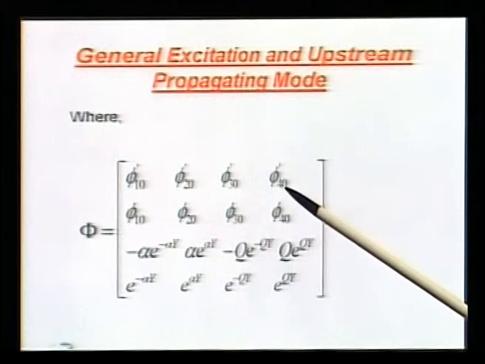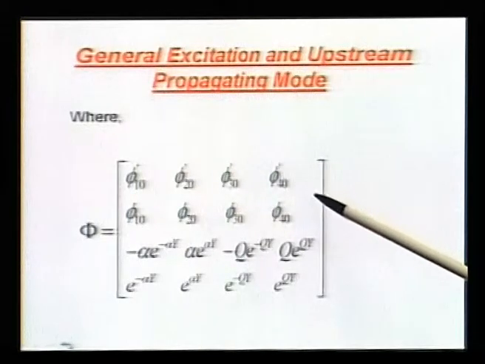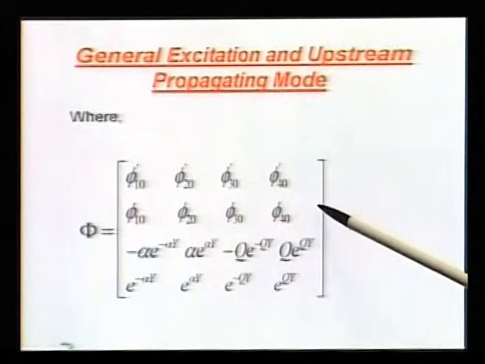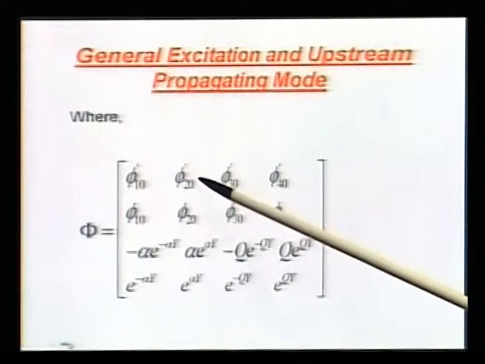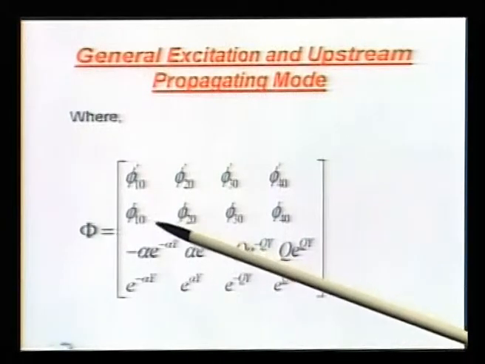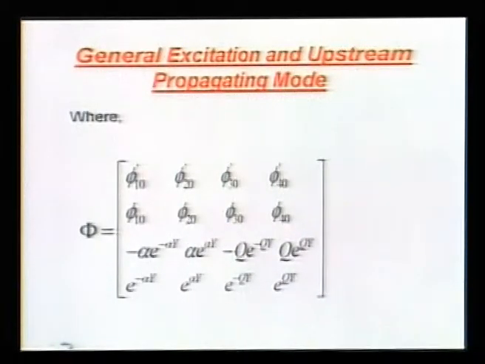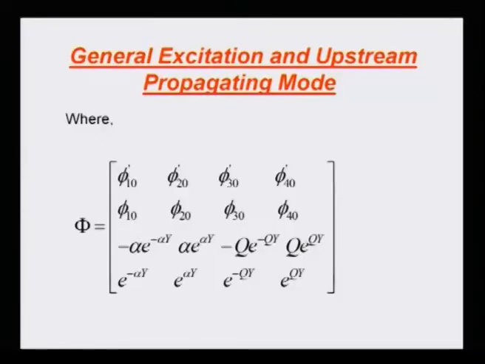You can clearly identify the first row corresponds to the u velocity component, right. That will give you phi 1 prime, phi 2 prime, phi 3 prime and phi 4 prime. The second line corresponds to your wall exciter, the V velocity, that will be in terms of phi 10, phi 20, phi 30 and phi 40.